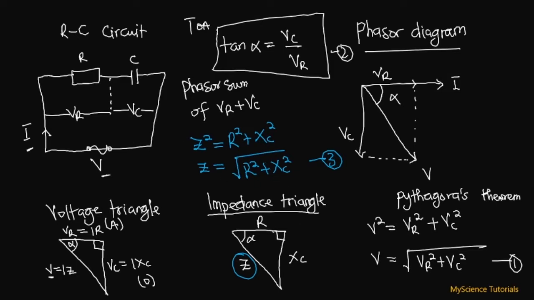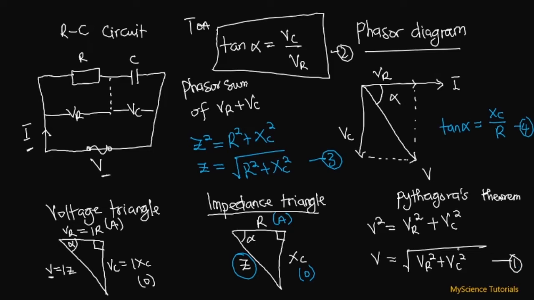From the impedance triangle as well, we can find the phasor angle. Again, this is our opposite, this is our adjacent. So if we want to find the phase angle, tan alpha, or the tan of the phasor angle, is equal to XC, which is the opposite or the capacitive reactance, over R, which is the resistance of the resistor in the circuit. So this is equation number 4.